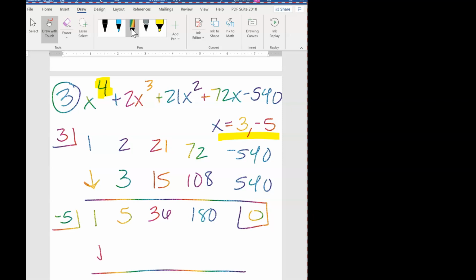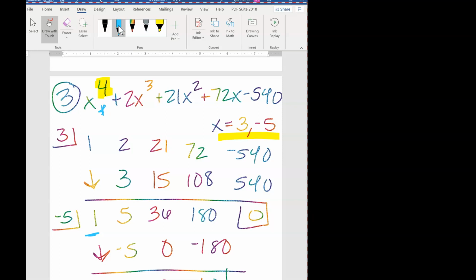So I drop the 1 down. 1 times -5 is -5. That gives me 0. Well, 0 times -5 is 0. 0 plus 36 is 36. And then 36 times -5 is -180, which gives me 0, which is what I wanted. Okay? So now I went from a quartic to a cubic. Now I'm to a quadratic.